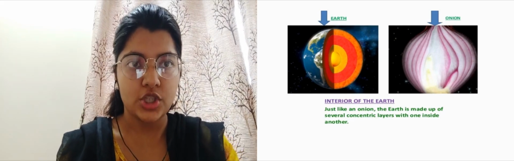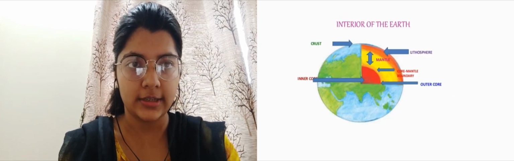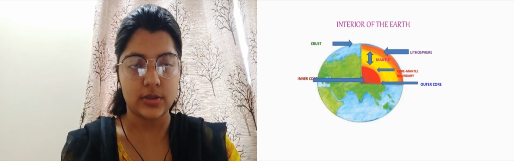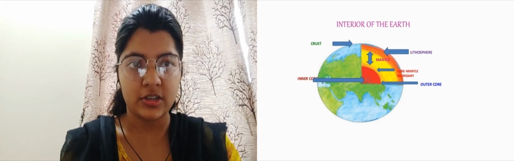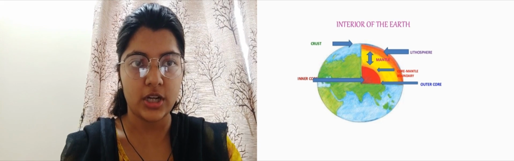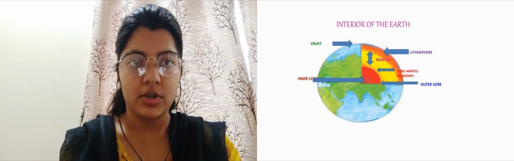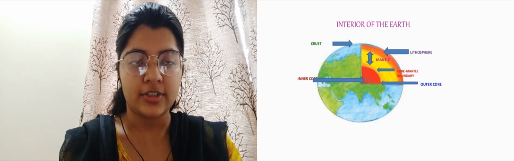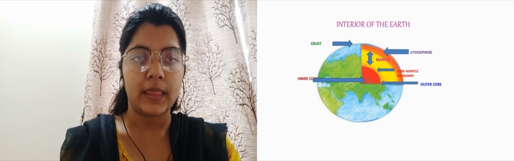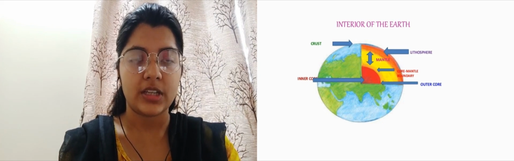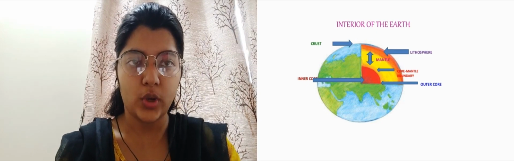Now, this is the picture which shows the interior of the earth. From the picture you can see where the inner core, outer core, crust, lithosphere, and mantle are. That yellow part in between is the mantle. Then we have the inner core and outer core, and the lithosphere above the mantle. This is the diagram all of you need to remember for understanding this chapter. Now we will study one by one in detail.